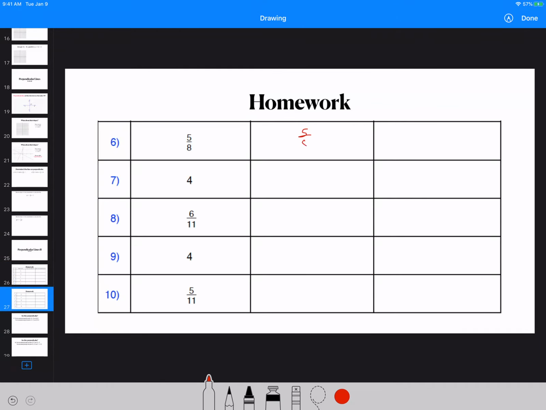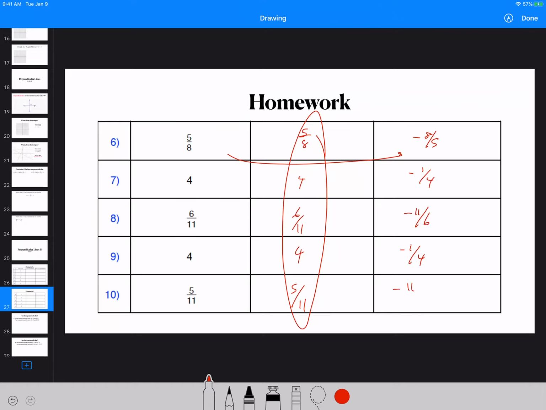Next, 5 over 8, 4, 6 over 11, 4, 5 over 11. Again, all of the parallel slopes are going to be the same. If they're perpendicular, remember that you just have to flip them over. So negative 8 over 5, negative 1 over 4, negative 11 over 6, negative 1 over 4 once again, negative 11 over 5. Okay, so we have the same questions again for 7 and 9, but again, flip them over and put a negative sign in front of it.